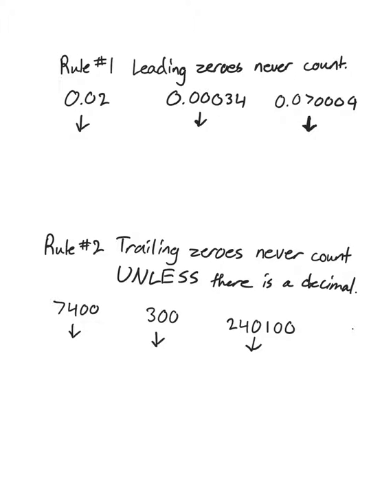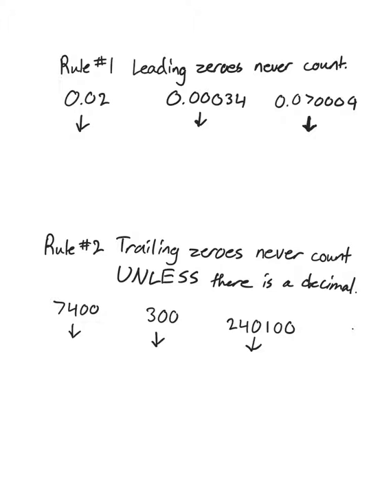Hi guys, today I'm doing a video about sig figs. Now with sig figs, there are two rules that you have to keep in mind. Rule number one is leading zeros never count, and rule number two is trailing zeros never count unless there's a decimal point. So let me just do some examples for you guys to make sure that you get what it's saying when we say leading zeros never count.